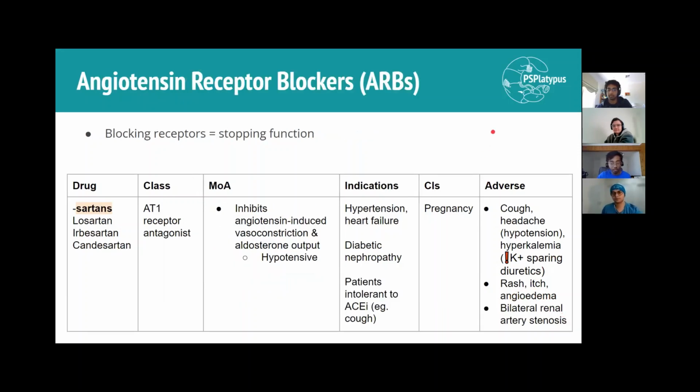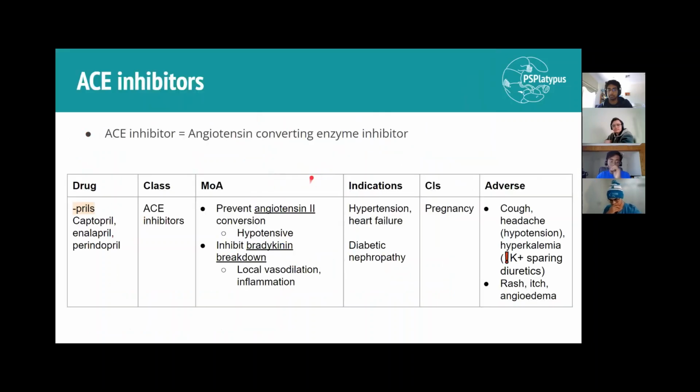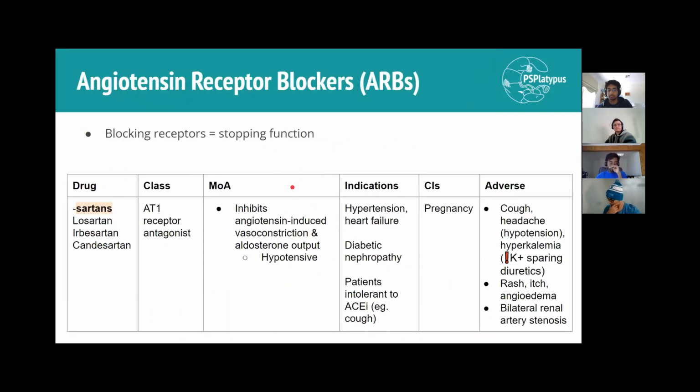Okay, so the next one is angiotensin receptor blockers, ARBs. It works by blocking the receptors of angiotensin II, so it inhibits the activity of angiotensin II. It ends with "sartan", so anything that ends with sartan is an ARB. The receptor is called the AT1 receptor, and it's an antagonist to that. Obviously, overall this leads to a hypotensive effect.